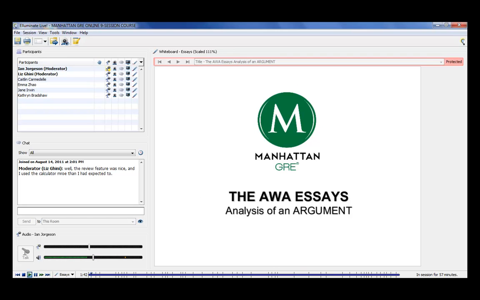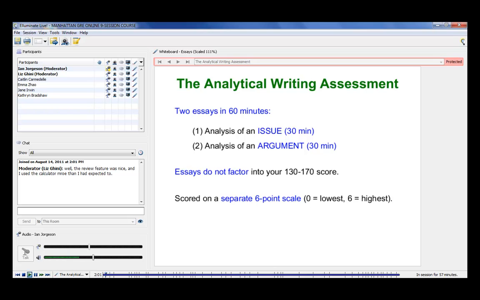So if you guys remember, we talked a couple of weeks ago about the issue essays. And the issue essays are really asking you to very specifically give your opinion about some sort of topic or quotation that they're presenting to you. But the argument essays are actually doing something very, very different. They're asking us to analyze and then critique the logic of an argument that they're presenting to us in the prompt.